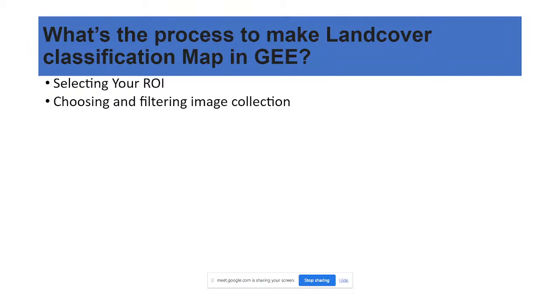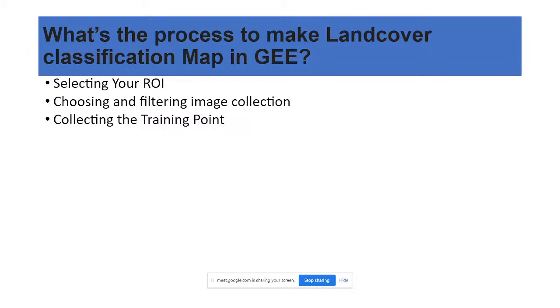Second, you need to choose and filter the image collection. If you want, you can use the Landsat image or Sentinel image. You can choose, and then you need to filter this image collection. We have discussed many times how to easily filter the image collection. So this is our second step. You need to choose your image. If you want to use Landsat, then filter the Landsat image collection. If you choose Sentinel, then filter the Sentinel image collection. After that you need to collect the training points.